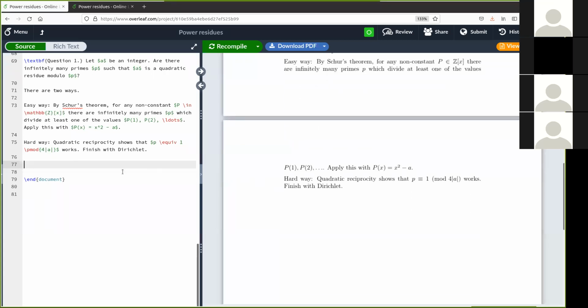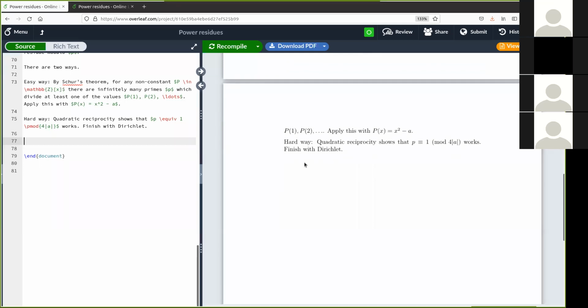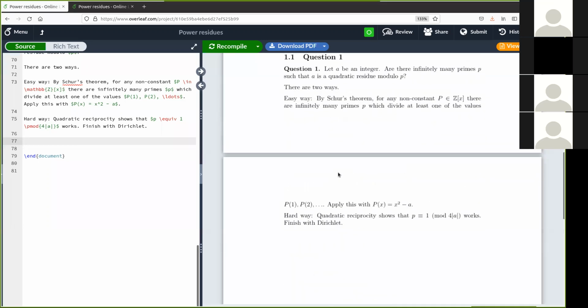The hard way is quadratic reciprocity and Dirichlet's theorem. I'll be giving a bit of detail here because this will be important in questions 2, 3, and 4.